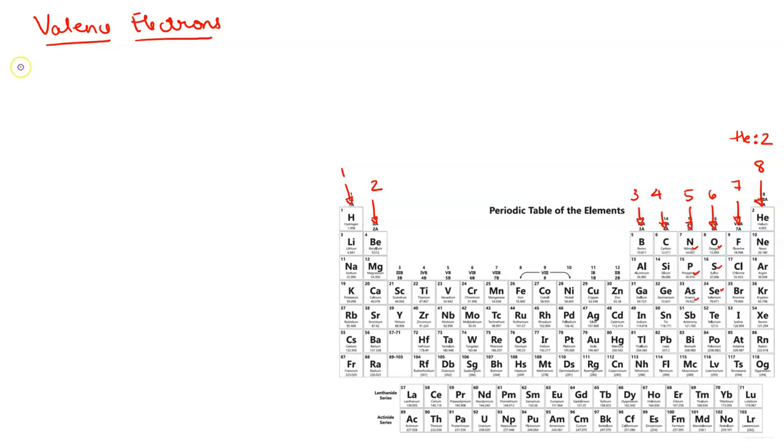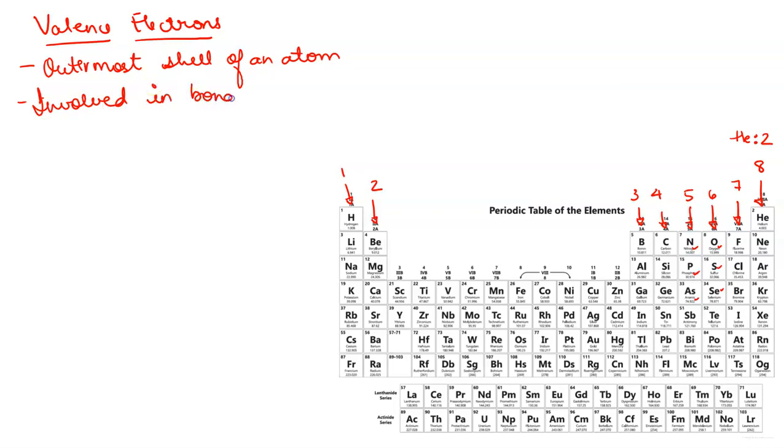Basically, the valence electrons are the electrons that are found in the outermost shell of an atom. And you'll see what I mean by that when we start talking about shells and how the electrons are distributed within an atom itself. These are the electrons that are involved in bonds when bonds are being made. So that's why they're important.